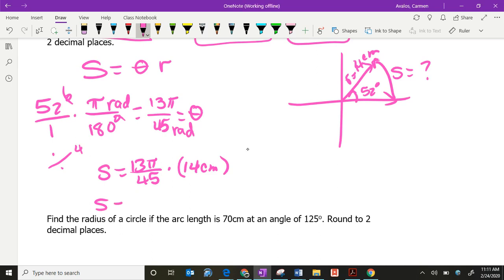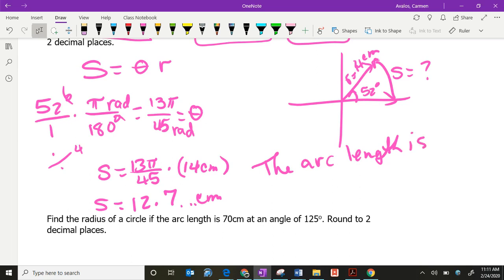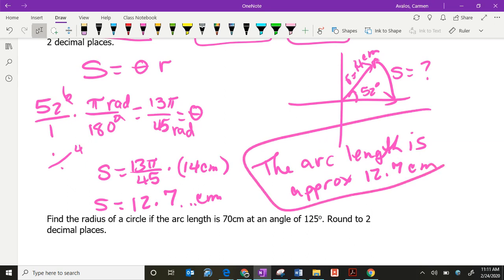So this one here, S, is going to be approximately 12.7 centimeters, because this is in centimeters, so this is also going to be in centimeters. This is a word problem, so we say the arc length is approximately 12.7 centimeters. And very good.